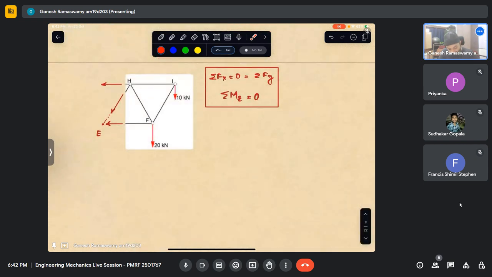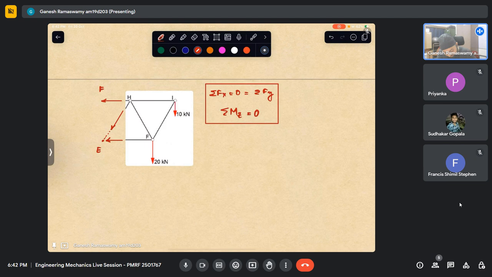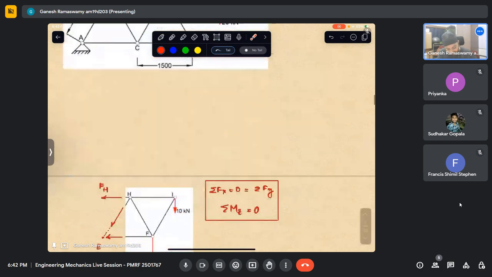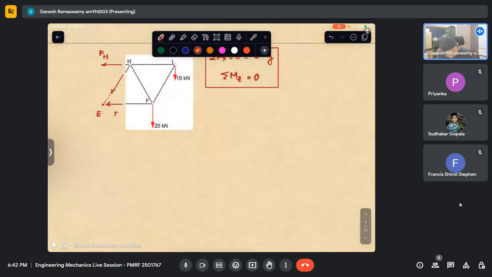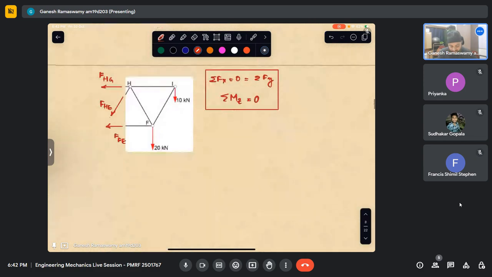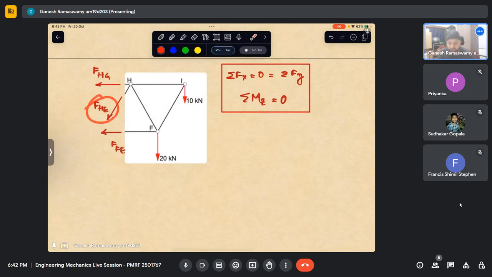Now from here, I can label these forces. This is force in HG, and HE, and EF. So this is force FEF. I'll remove this. Actually, this is not part of our problem. And then this will be FHG, and this was FHE. Okay. So now we have at least come closer to having our force that is required readily available.